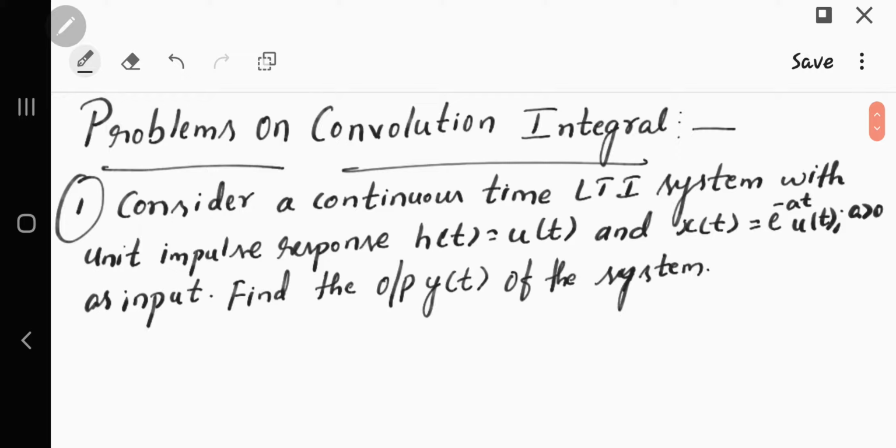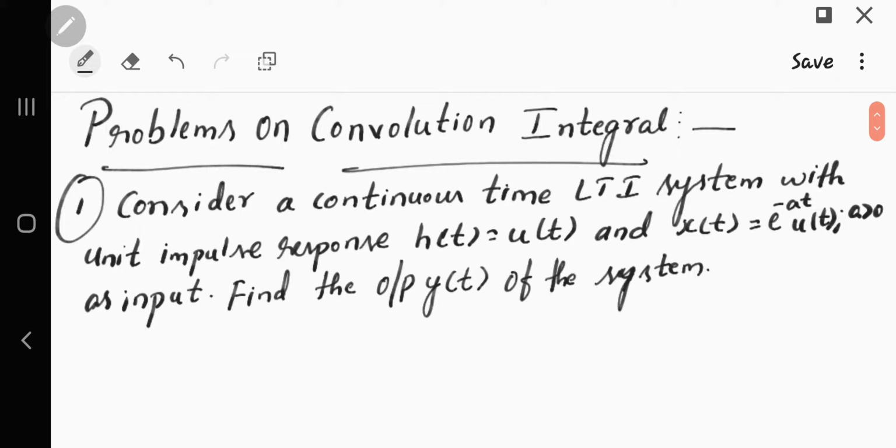Here is a problem given. Consider a continuous time LTI system with unit impulse response h of t is equal to u of t, and x of t is equal to e power minus at into u of t, where a is greater than 0, as input. Find the output y of t of the system. So this is the problem given.